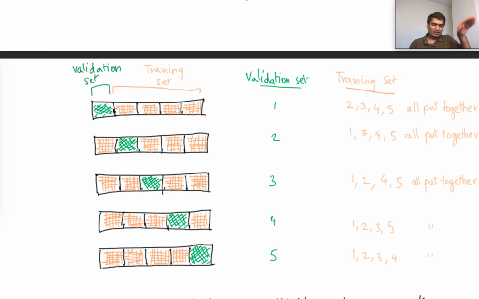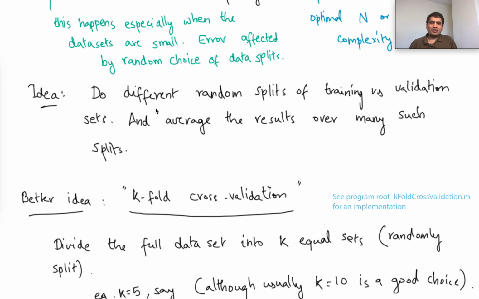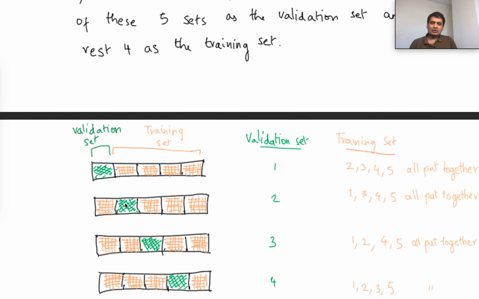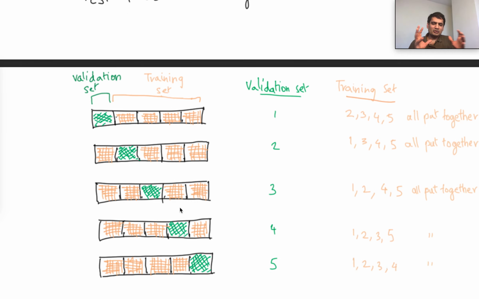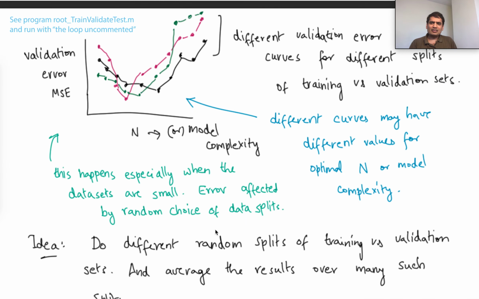and then draw the curve, right? So draw the validation error curve for that. And then do that for each of the 5 sets as the validation set and the other 4 together as a training set. And then once you do these k different training and validation runs for different model complexities, you will get different curves like this.